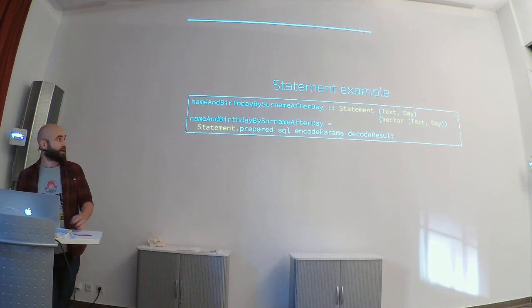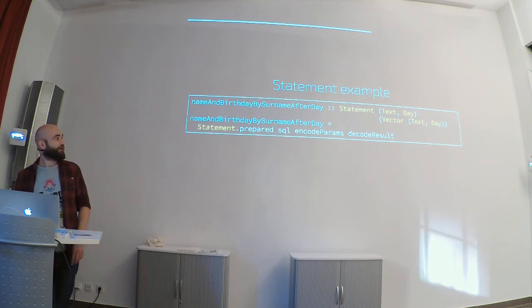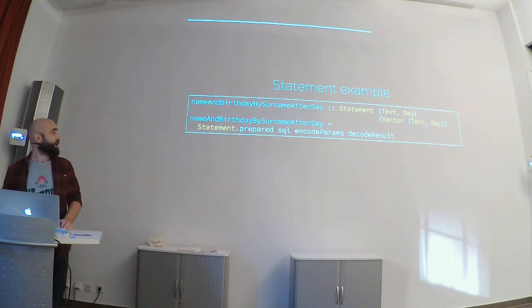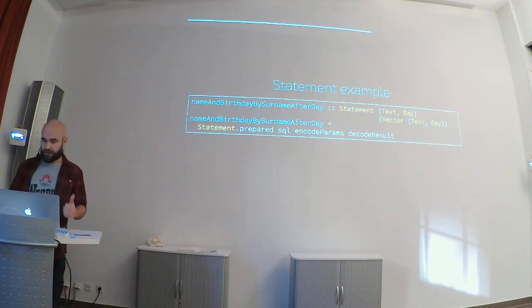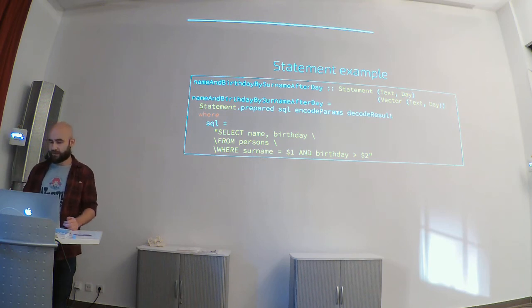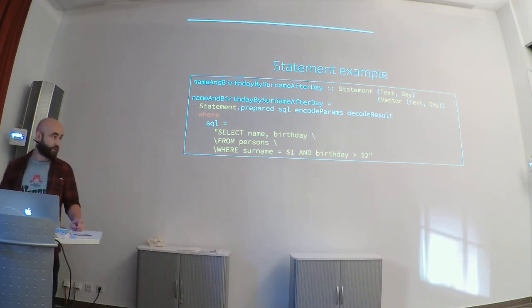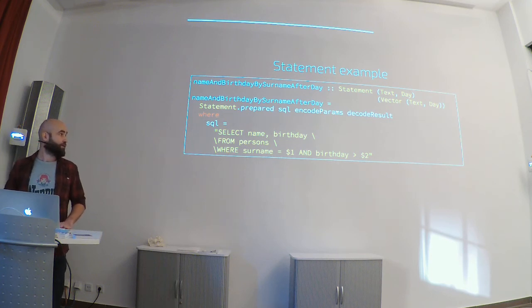So as the parameters, you can see that the surname would be the text in the first parameter, and the after day would be the day, of course, and vector of text and day would be the results. And you define it using that function, and then you specify what each of those parameters means. The SQL is just a simple SQL which contains placeholders. You can see two placeholders according to the Postgres syntax, number one and number two.